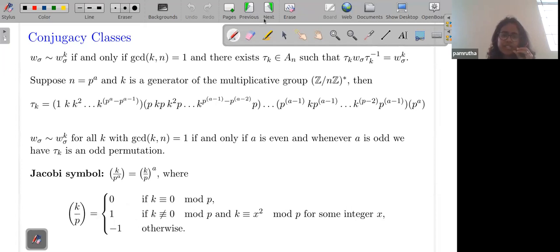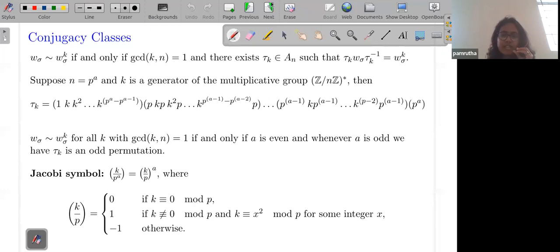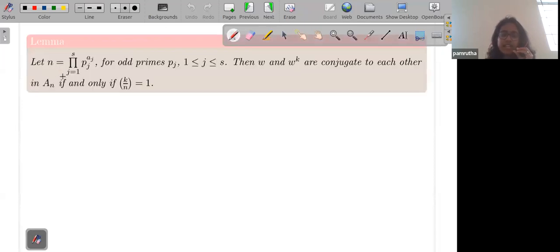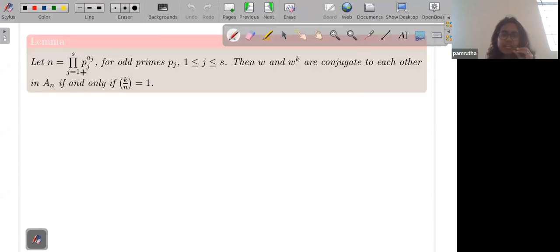So using this notation, I can rewrite the previous statement that we have received. Here I just mentioned only the case of p to the power a, but I will be able to get this theorem or lemma in general by using the Chinese remainder theorem. I am not going into the detail of the proofs. So if n is the product of odd primes, then w and w to the power k are conjugate if and only if this Legendre symbol is equal to 1.